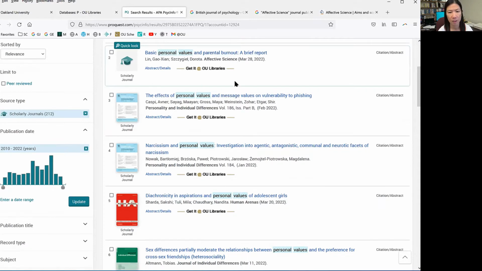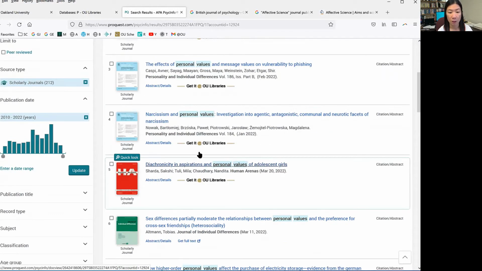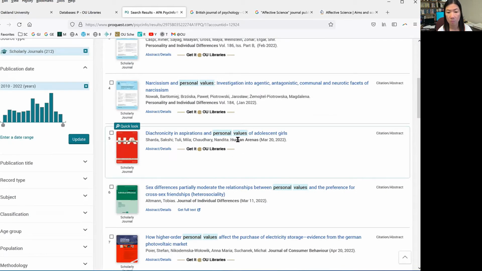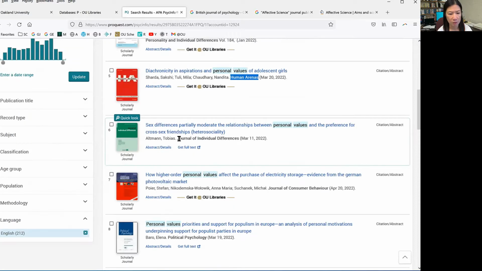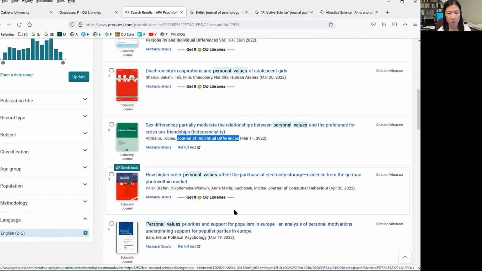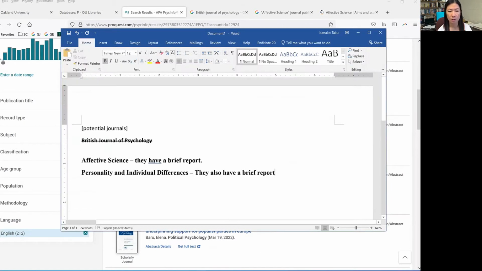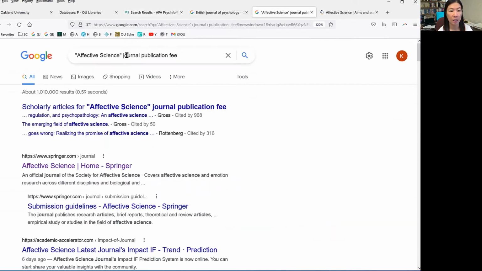And then Affective Science, I'm still not sure if it matches. So I wanted to have at least two or three more of them. Arenas, no. Individual differences, maybe Journal of Individual Differences. I'll just include that, Journal of Individual Differences. See if they have Journal of Individual Differences.